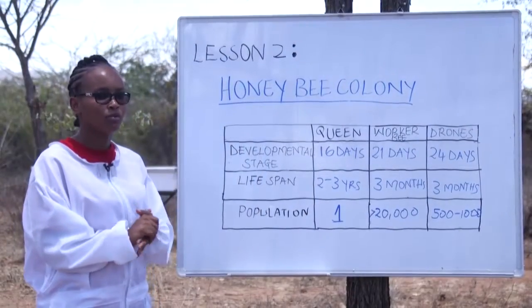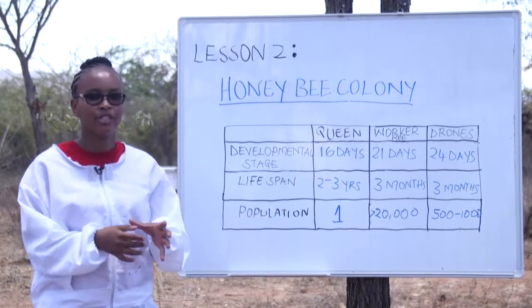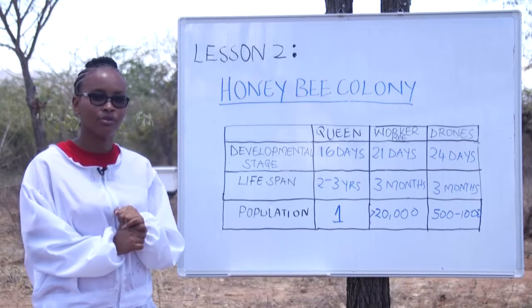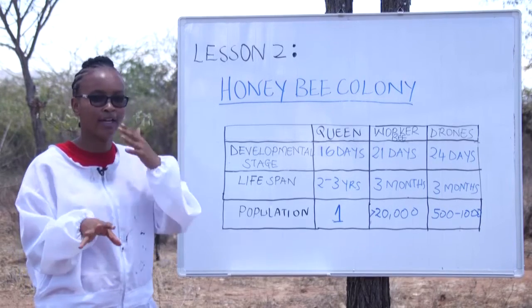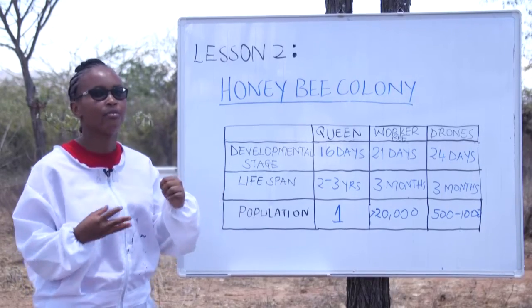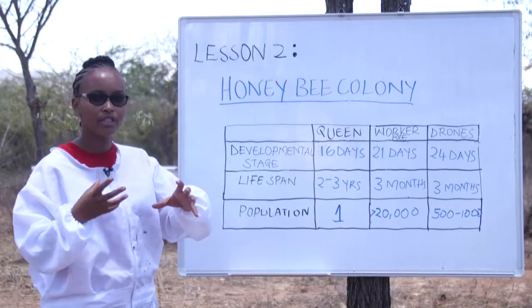There can only be one queen in a hive. And when the queen, after 2 to 3 years, starts laying fewer eggs and becomes lazy, the worker bees can choose to select a new egg and produce a new queen. Or in case she dies, they can continue the colony by creating new queens.